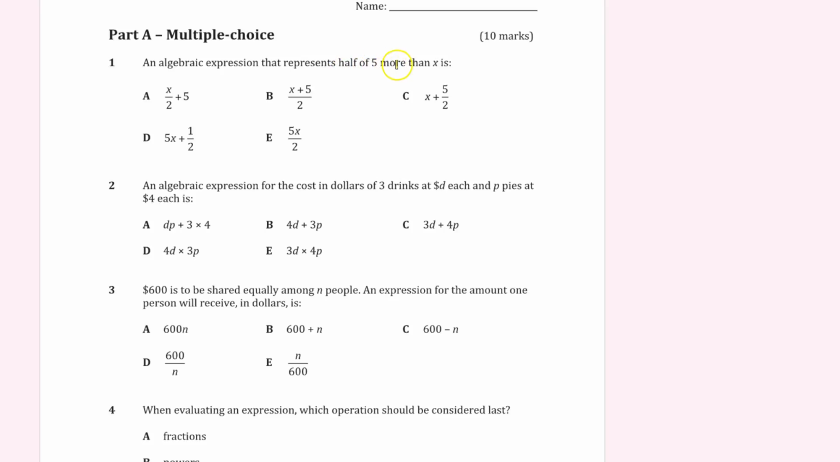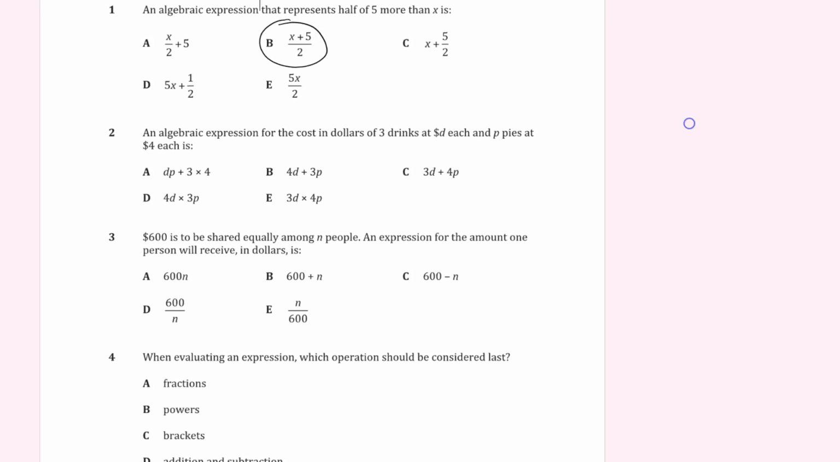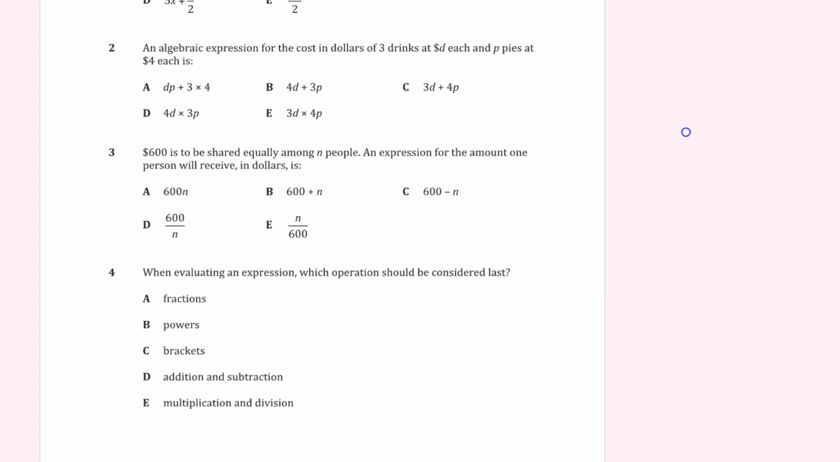Half of 5 more than x would be half of 5 being added on to x. But what if they mean half of 5 more than x? So if I bracket it that way, I get answer C. If I bracket it this way, I get answer B. This is the answer they've gone for, but I can see how you could get either answer for that one. That's a really bad question. They need to be more clear on what they're asking, but it's interesting to think about.